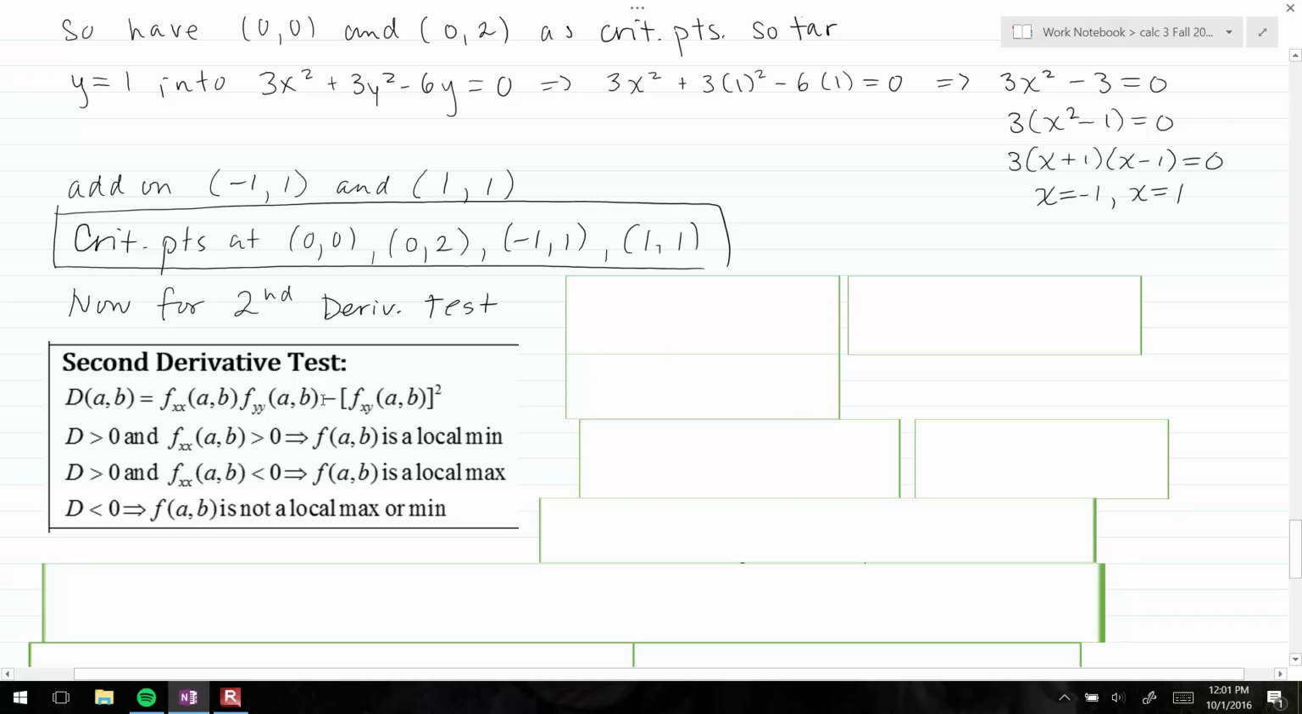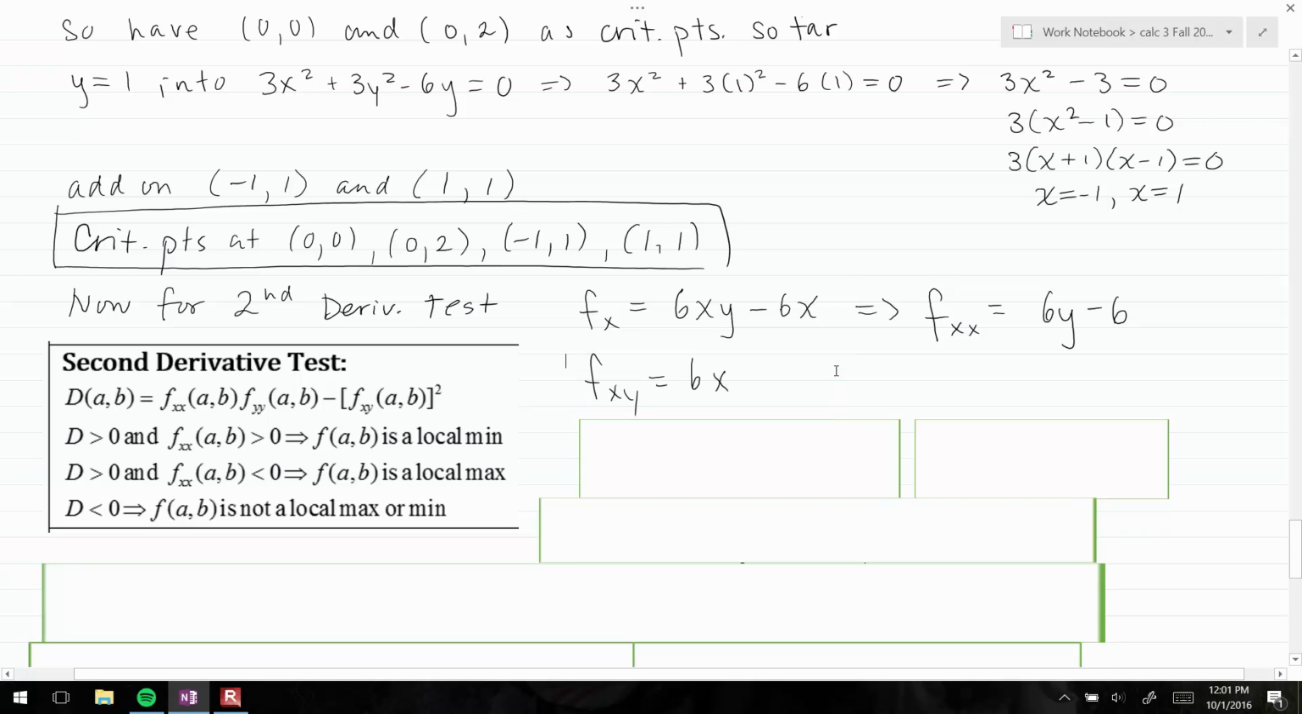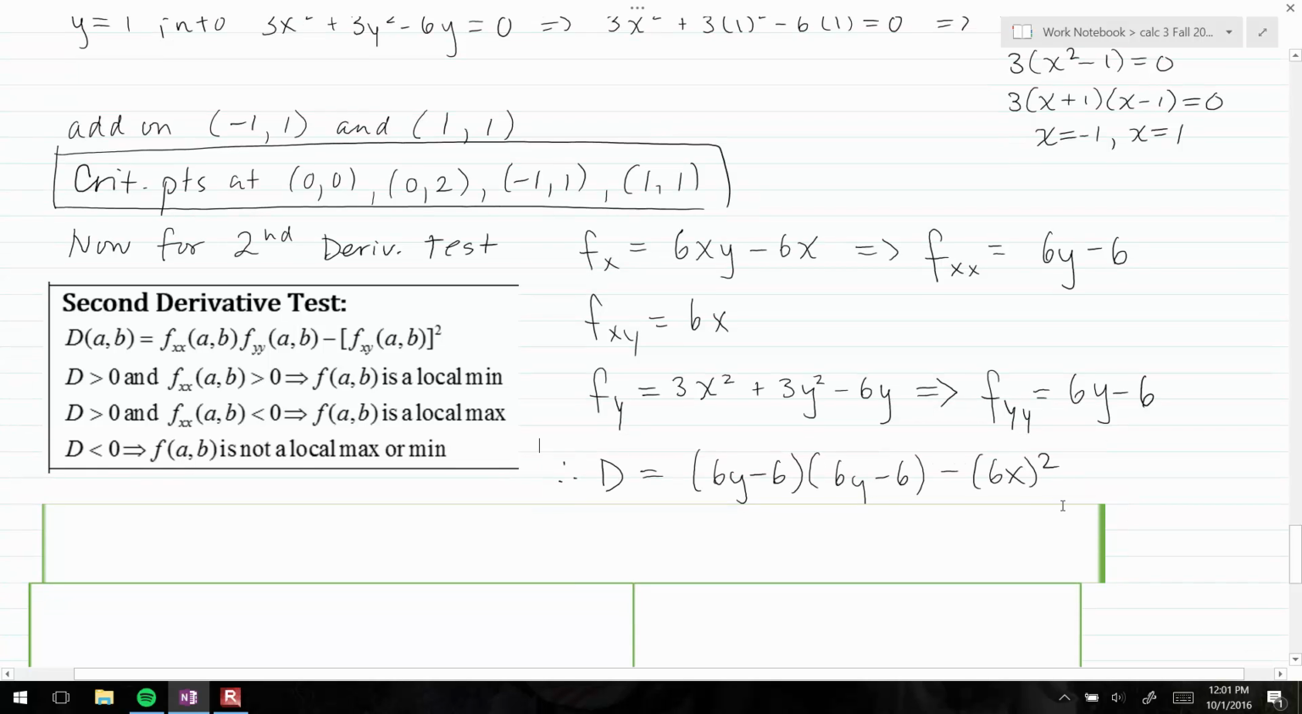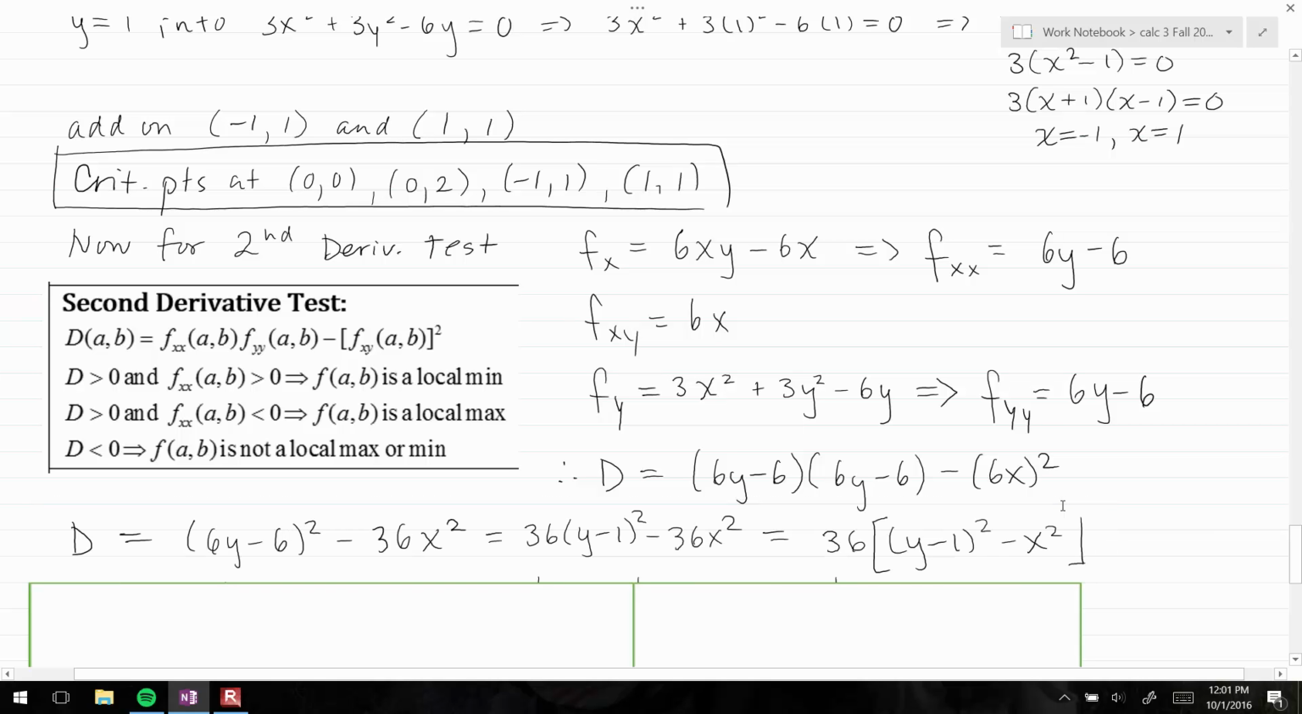So big D is given here, and so you need to find the ingredients: the partial with respect to x, the double partial with respect to x, partial xy, partial of y, double y. Plug all that stuff in. Try to simplify a little bit because you're going to be plugging in all four critical point values in there, so if you can get it a little bit simplified, that would be helpful.